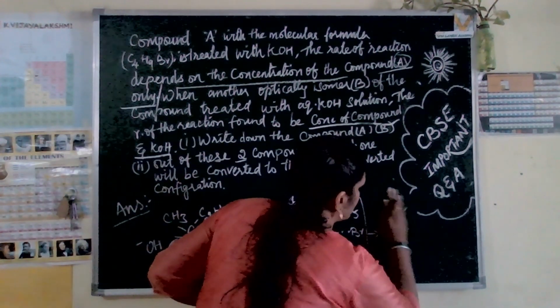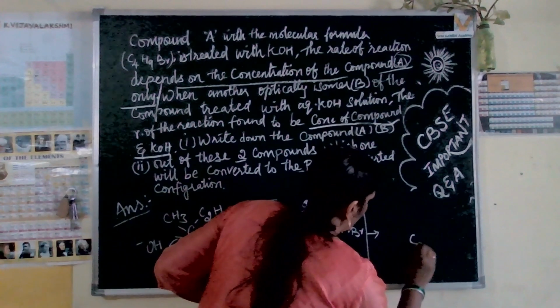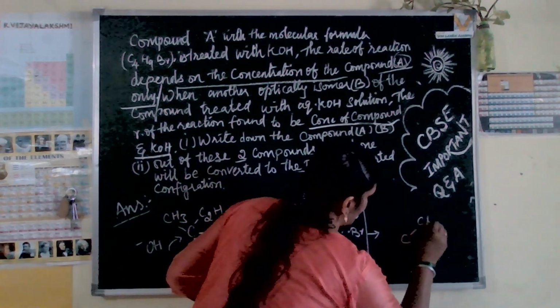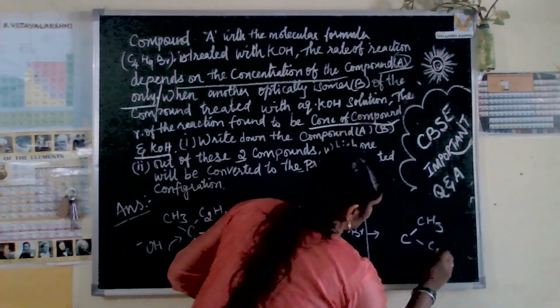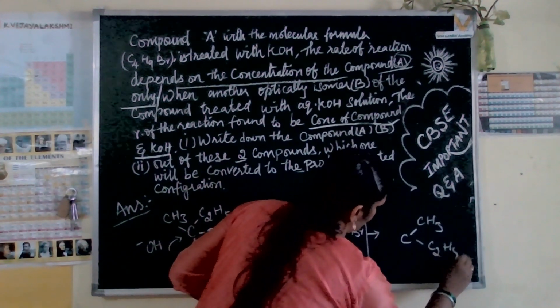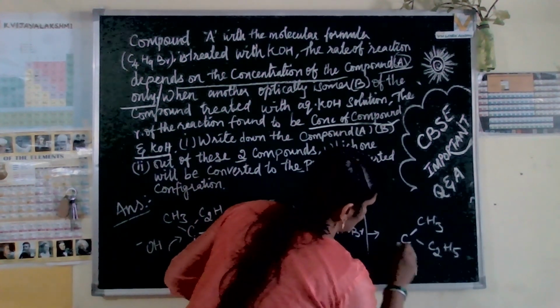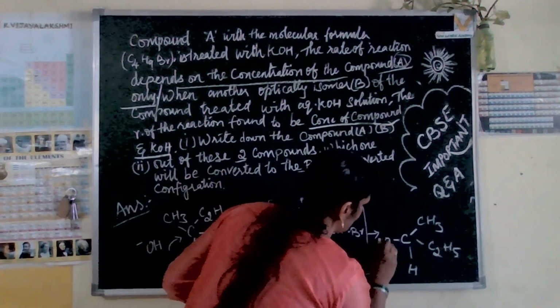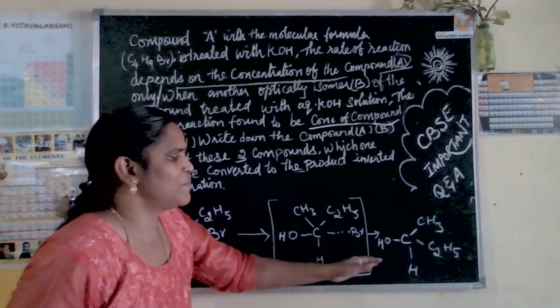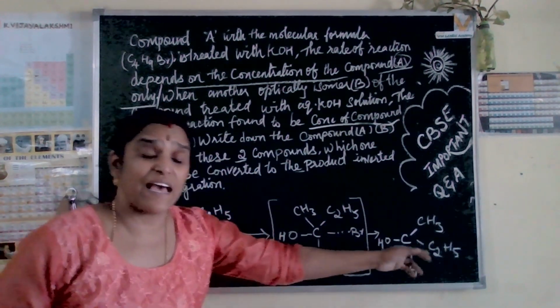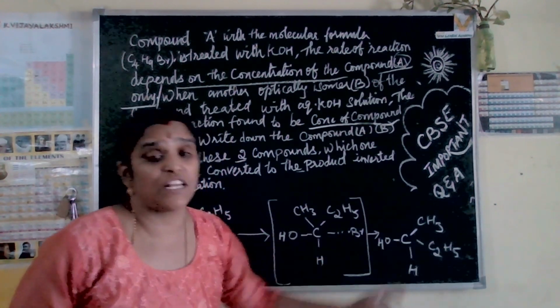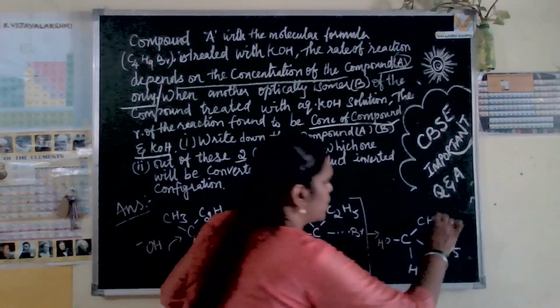So how do you get it here at this point: carbon connected with CH3, C2H5 and hydrogen. From the back side it is the OH minus ion. So from this the inversion takes place, no? It is inversion of configuration. Hope you're clear with this.